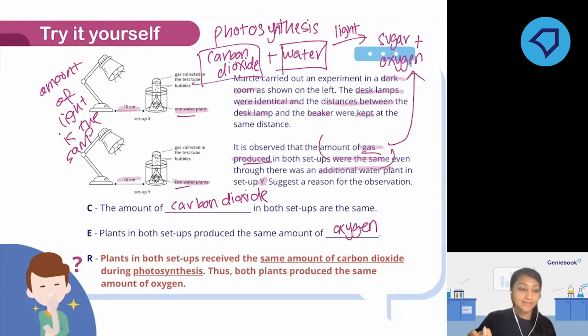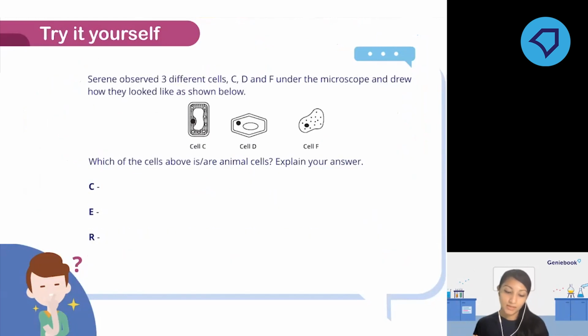All right, so we're going to move on to the next question. This one, all right, let's see. This is under cells. Okay, so you have C, D, and F under the microscope, and Serene drew it how it is shown. Okay, so the question asking is, which one is or are animal cells? Explain your answer. Okay, what do you think will be the claim? Cell F, yes.